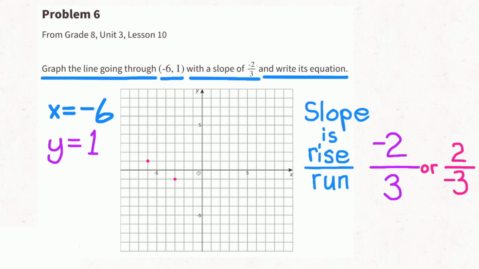To make our next point, let's start at the first point, and this time let's go up 2. The rise will be a positive 2, and the run is a negative 3. That means we move 3 units to the left. And that's where we can put our third point.